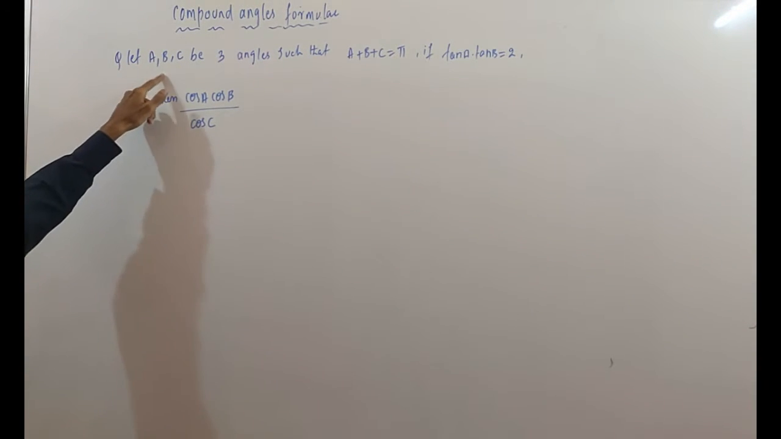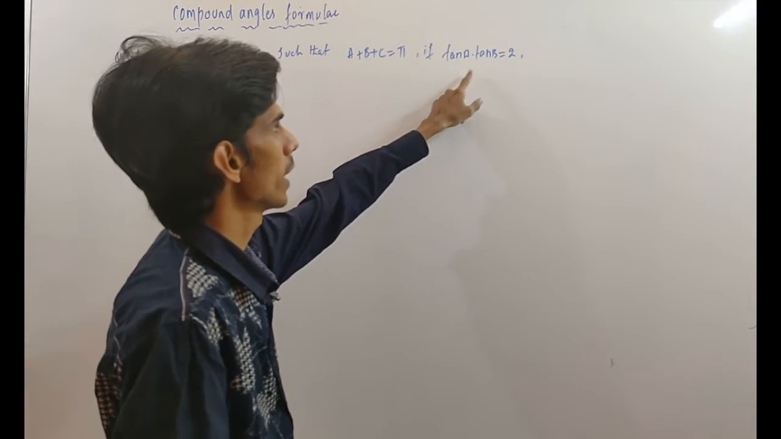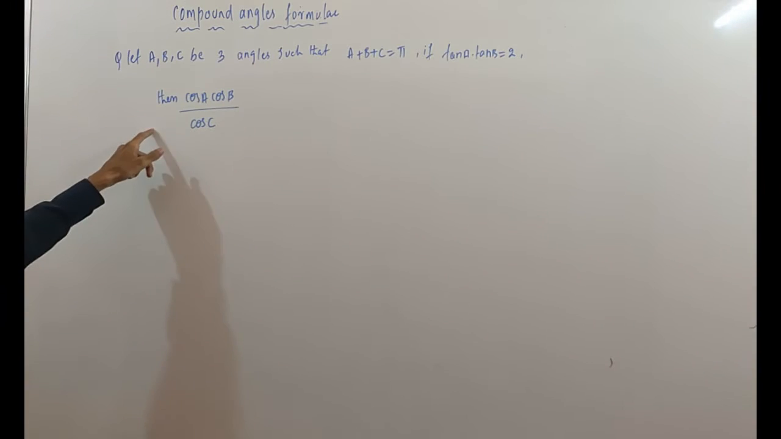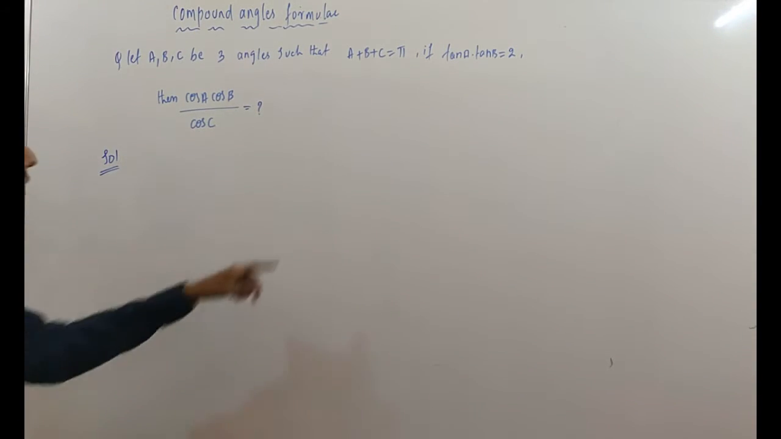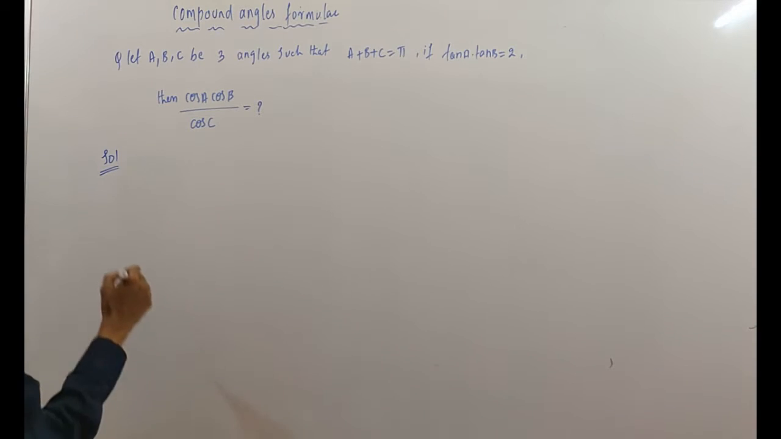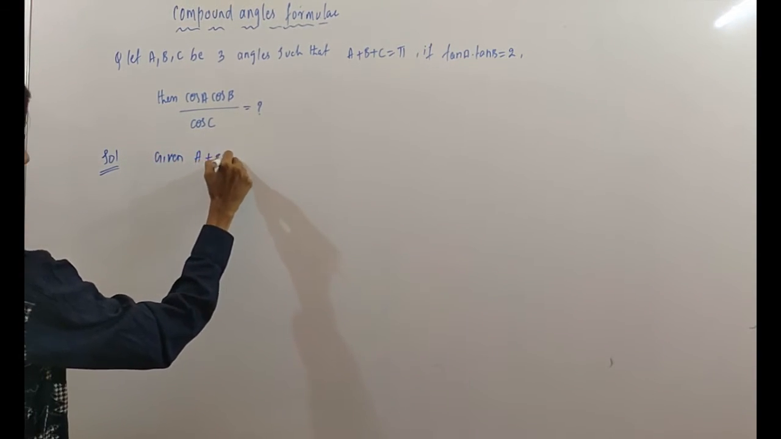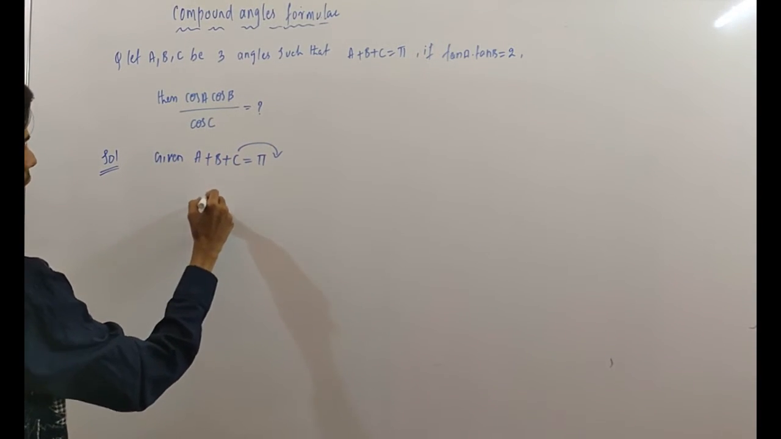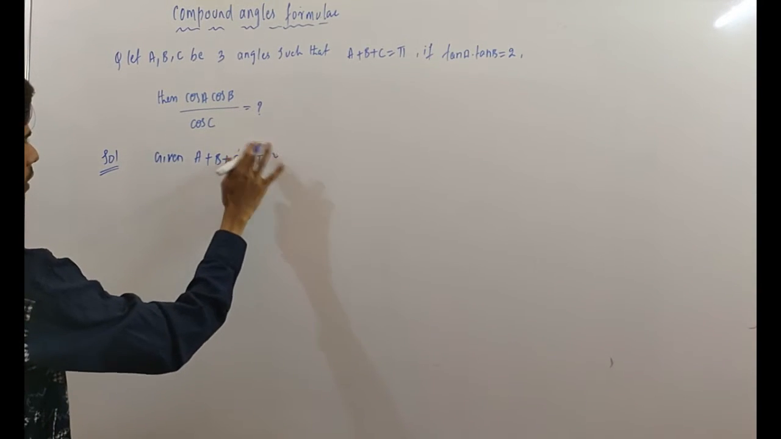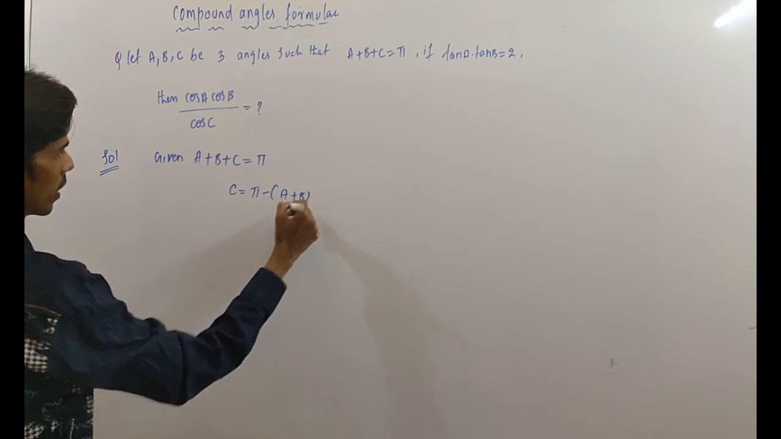Given let A, B, C be three angles such that A plus B plus C equals pi. If tan A into tan B value is 2, then cos A cos B divided by cos C value is? Now we have been given A plus B plus C equals pi. Send this C to that side, or A plus B to that side, it will become C equals pi minus (A plus B).